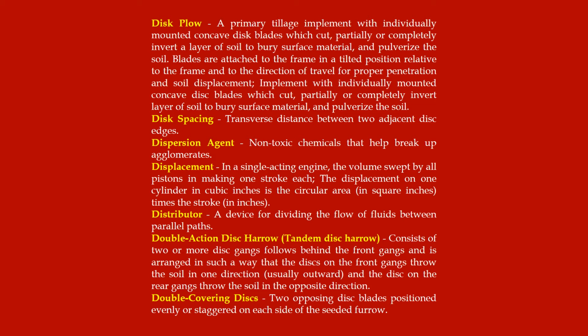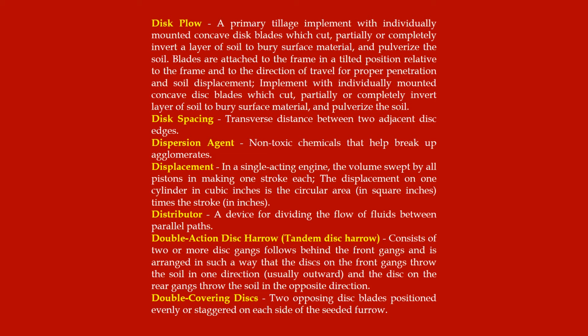Displacement. In a single acting engine, the volume swept by all pistons in making one stroke each. The displacement of one cylinder in cubic inches is the circular area, in square inches, times the stroke, in inches. Distributor. A device for dividing the flow of fluids between parallel paths. Double action disc harrow or tandem disc harrow.